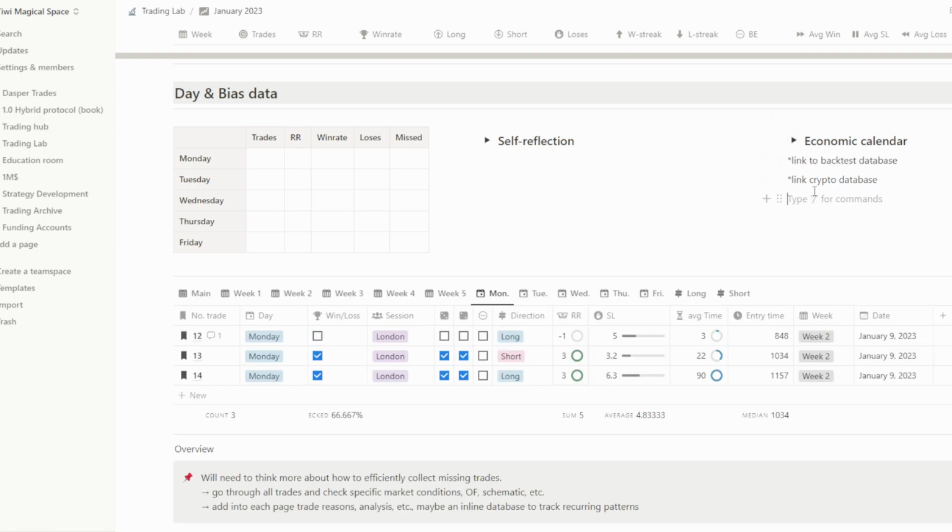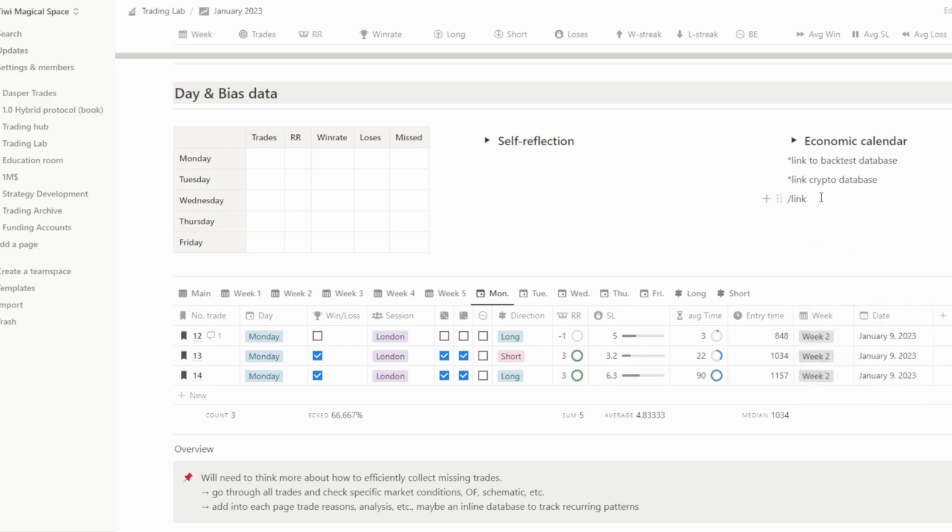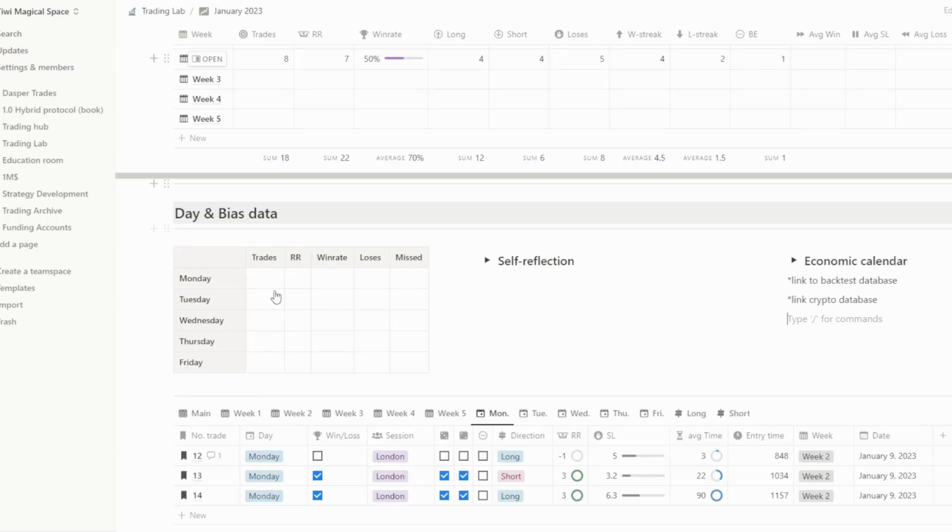In here, what I typically do is link to a page, and I journal or backtest pretty much the whole month, and I compare whether I took trades based on my plan, and if there was something that maybe I missed, because in backtesting you don't have that much pressure, right?